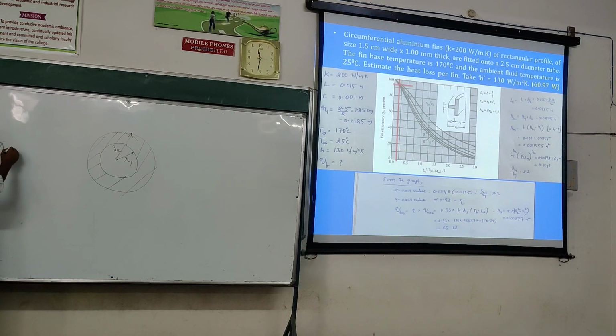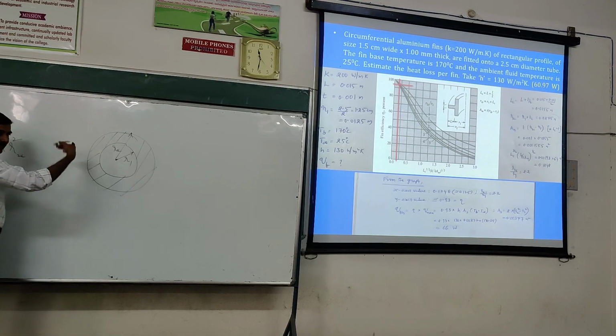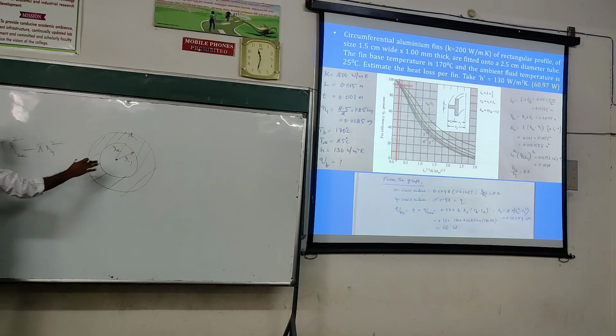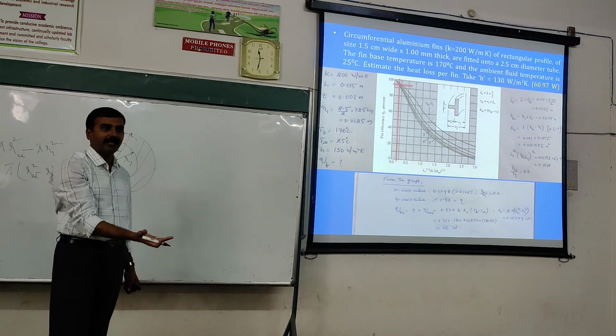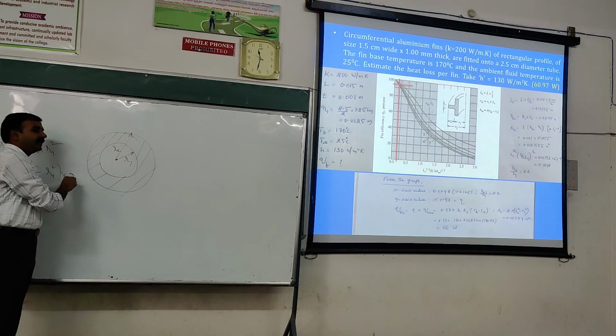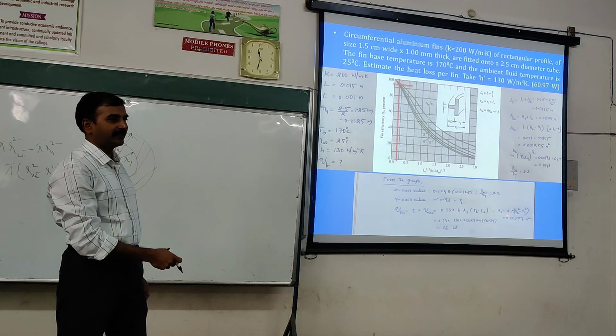Pi R2C square represents the total area from this point to this point of the outer circle, minus pi R1 square. So area of the outer circle minus area of the inner circle. Therefore pi into (R2C square minus R1 square). So this is one side, on the top side. Then the same area is also available on the bottom side. So you will get it if you multiply this by 2. So that is the surface area of the circumference.